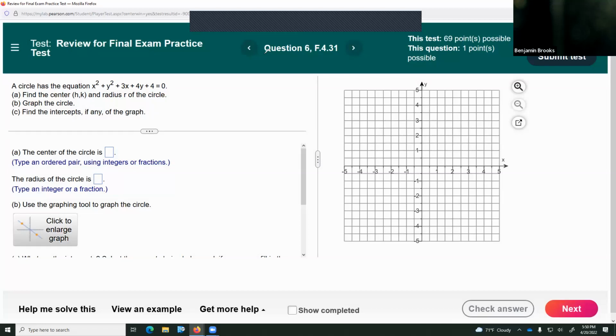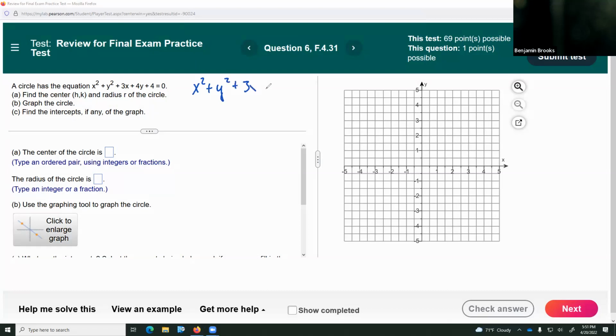Okay, let's do this problem. All right, so we got x squared, y'all see what I see in a minute. x squared plus y squared plus 3x plus 4y plus 4 is equal to 0.